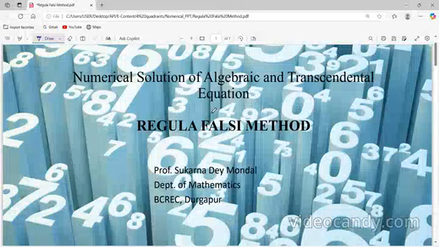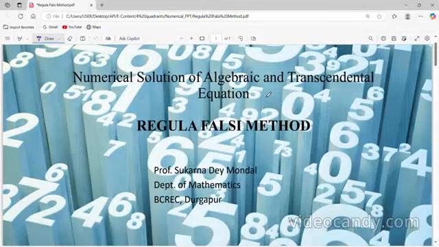Hello everyone. Today we are going to discuss numerical solution of algebraic and transcendental equations. In this chapter we have three methods. One is the bisection method, the second one is the Newton-Raphson method, and the third one is the Regula-Falsi method. Today we will discuss the Regula-Falsi method.